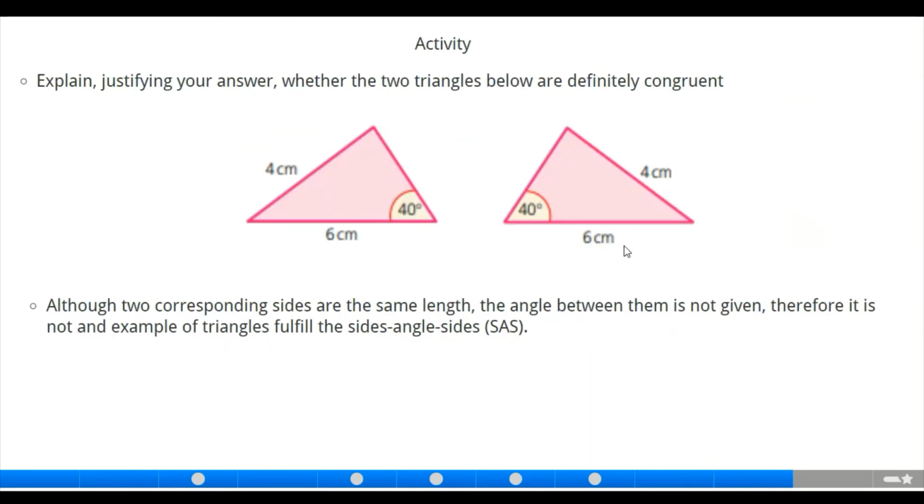Now let's look at another activity here. We have to justify if these two triangles are congruent in nature. If you look at this here, you see that we have two sides that are the same, and we have an angle here that is also the same. So this one satisfies SAS, that is side angle side. So we have two sides equal with an angle also equal. So we can say that these two triangles are also congruent in nature.